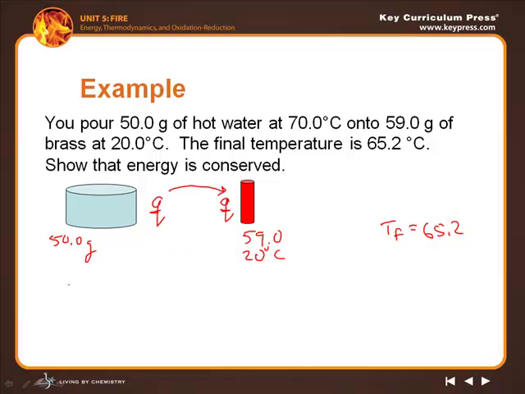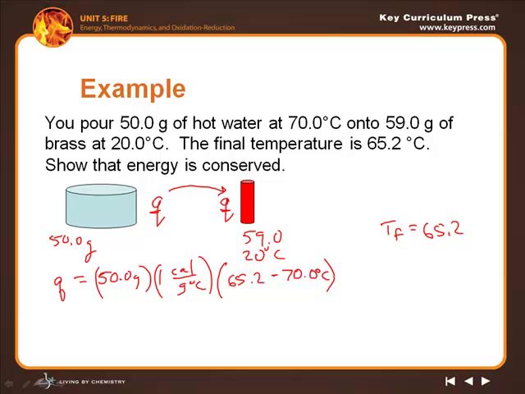So to do this, we need to find out what Q would be for the water and what Q would be for the metal. So Q for the water: from the water's point of view, how many grams of water? 50 grams of water. And the specific heat capacity of water is 1 calorie per gram degree Celsius. And the change in temperature is the final temperature, which is 65.2, minus the initial of 70.0 degrees. So 65.2 minus 70 gives us negative 4.8, times 1, times 50. That gives us a negative value of heat, 240 calories.